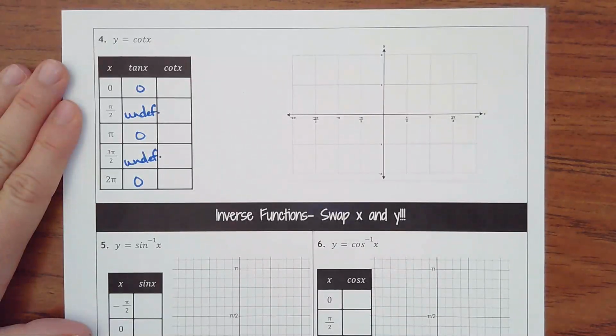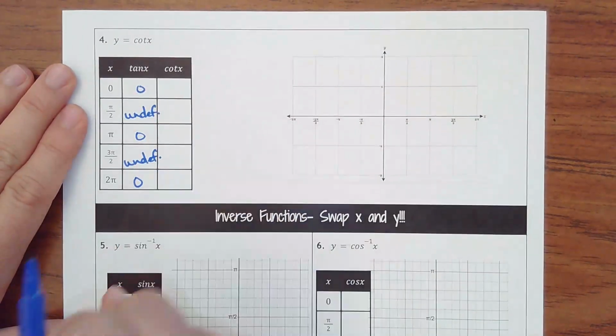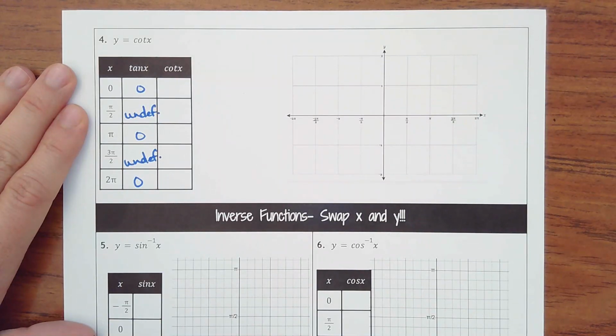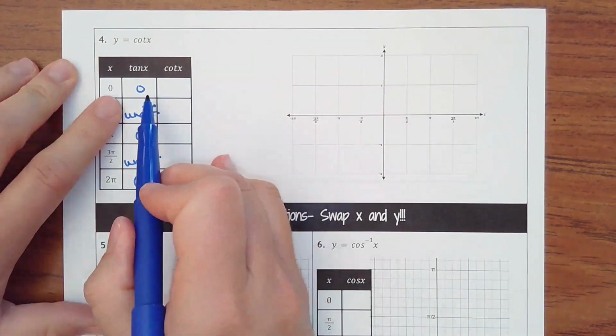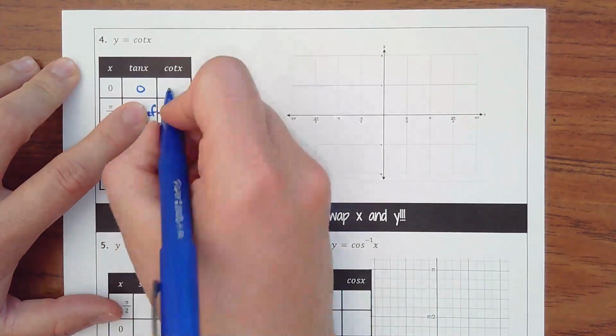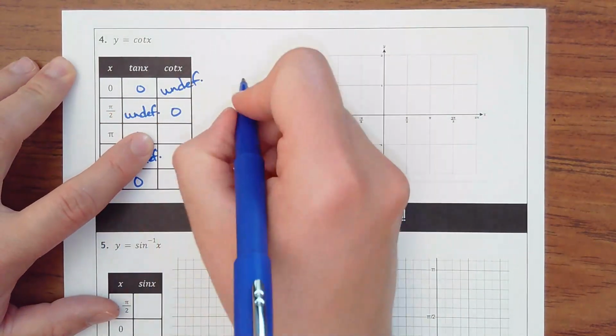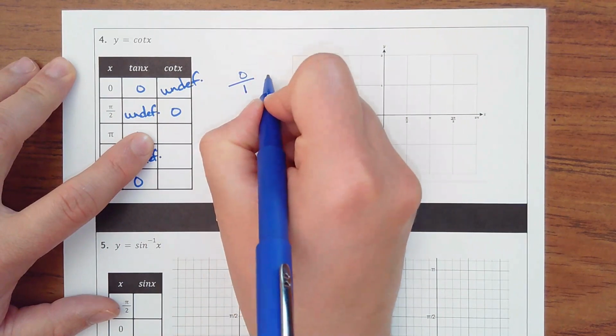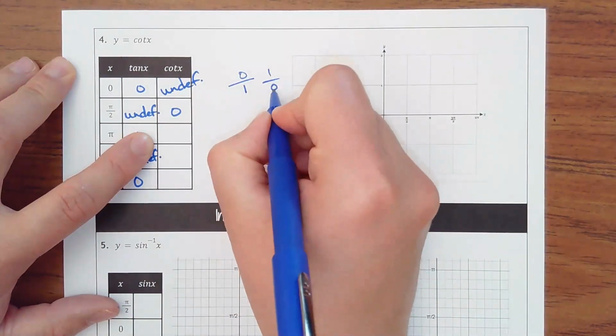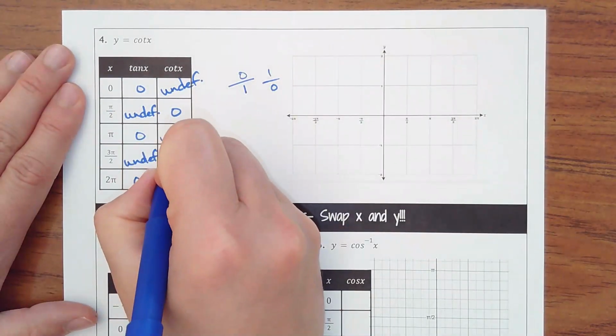We're going to try cotangent of x. So I went ahead and filled out our tangent of x values just from going around the unit circle. Now we need the reciprocal of these. So 0, the reciprocal of 0 is undefined. Any undefined, the reciprocal is now 0. Because it's like having a fraction 0 over 1 and 1 over 0. This is undefined, this becomes 0. So they're just flip-flopped.